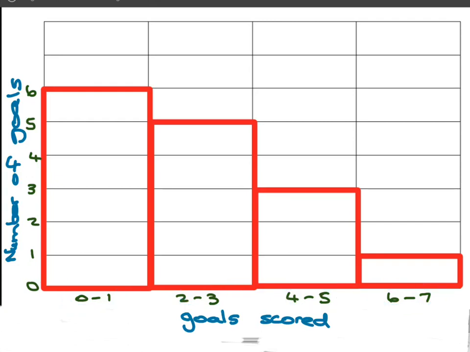So that is the frequency table from the previous slide, put onto a histogram, and you can see between 0 and 1, we went up to 6, so that bar went up to 6. Between 2 and 3, we went up to 5. This all correlates with our frequency table where we organized the data just now. And between 4 and 5, we had 3, and between 6 and 7, we only had 1. And that's quite simple. So a histogram is really not that bad.